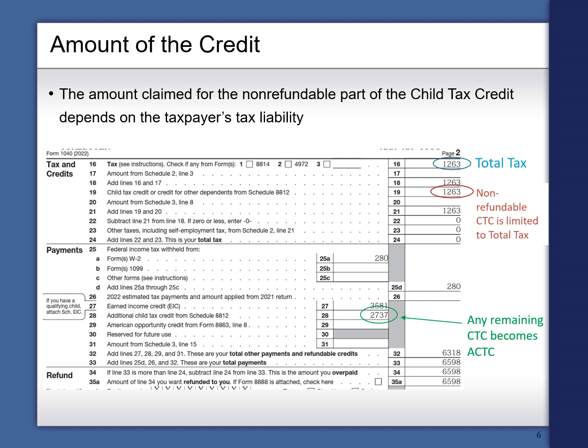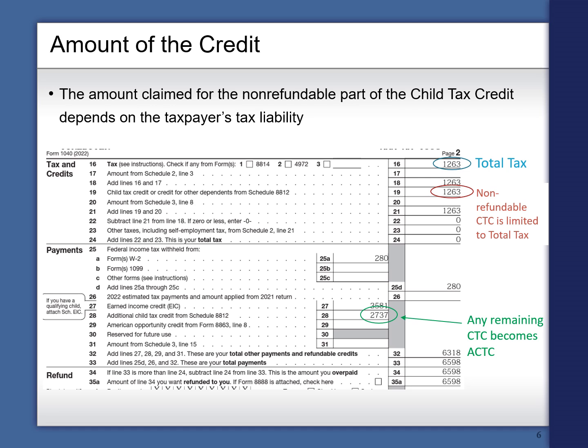The child tax credit for 2 kids equals $4,000. However, the total tax is only $1,263. Therefore, the child tax credit equals $1,263, which wipes out the taxpayer's federal tax liability, and the taxpayer receives an additional child tax credit. The additional child tax credit equals $4,000 minus $1,263, for a total of $2,737. The additional child tax credit is refundable, so $2,737 goes into the refund.